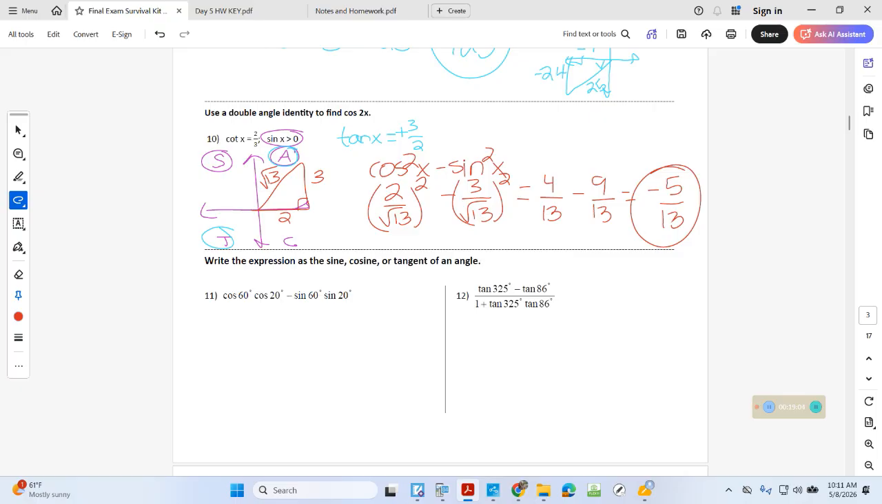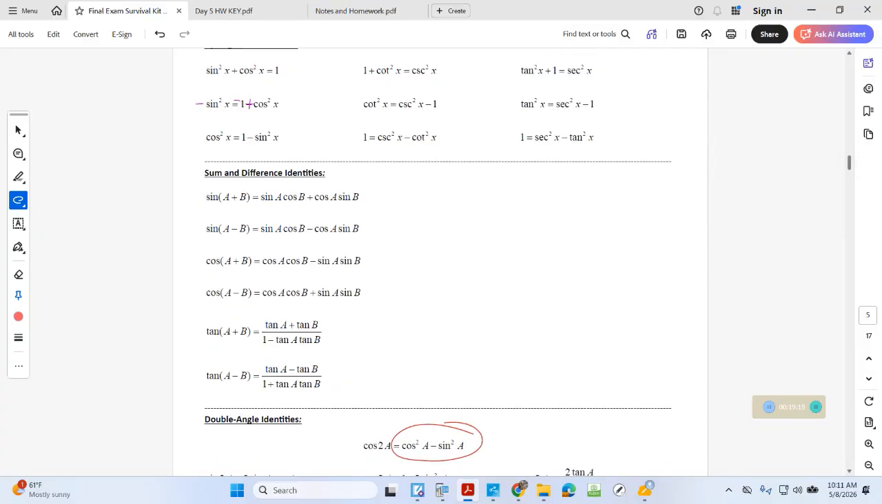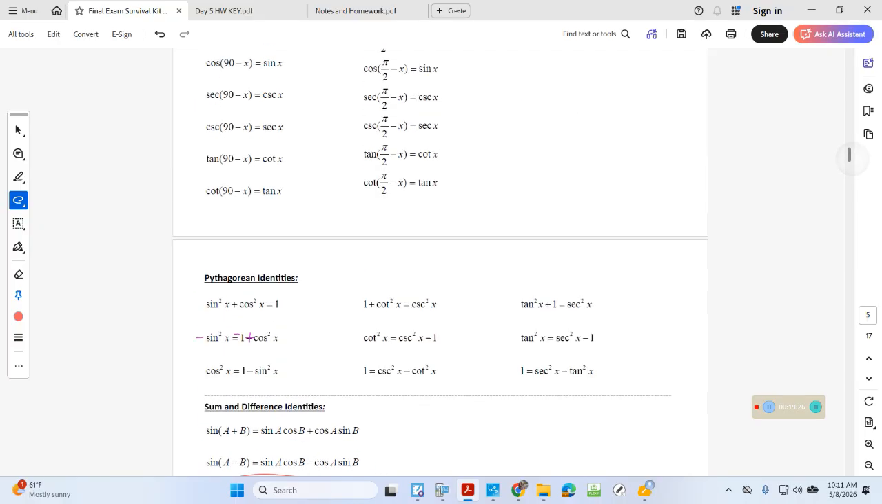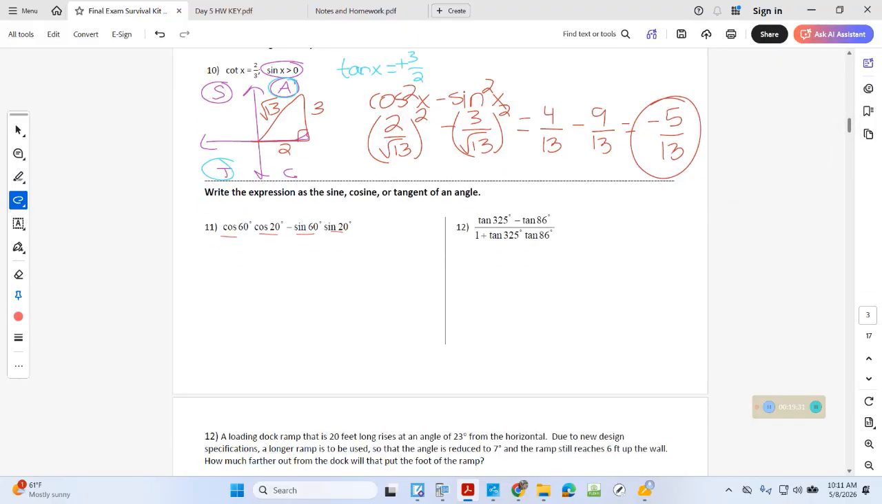All right, let's do 11. Write the expression as the sine, cos, or tan of an angle. We're going to have to look at the identity sheet for sure. What jumps out to me right away is cos, cos, sine, sine. So I'm going to scroll to the sheet. I'm looking for cos, cos minus sine, sine. Cos, cos. Oh. So we have cosine of a sum. All right, well, I can add 2 angles together. I can do it. What's 60 plus 20? 80. So cos of 80, done.